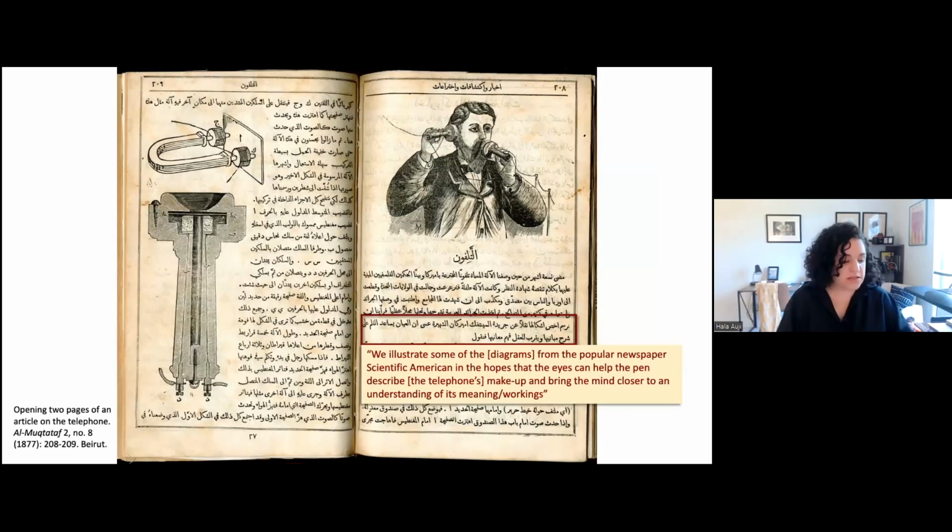Some of these illustrations also really emphasize the novelty of the diagrams themselves, which I think is really interesting. So there's an article, for instance, on the telephone from 1876 that includes a textual description at the very beginning, explaining how the image can be used to help the pen describe the telephone's makeup and bring the mind closer to an understanding of its meaning or the workings of something that you typically cannot see.